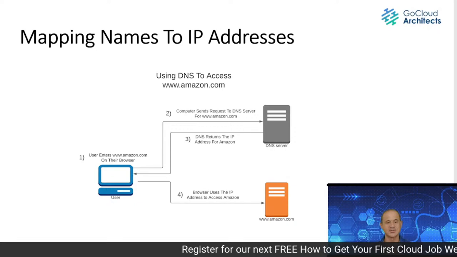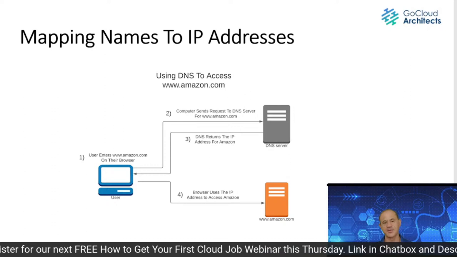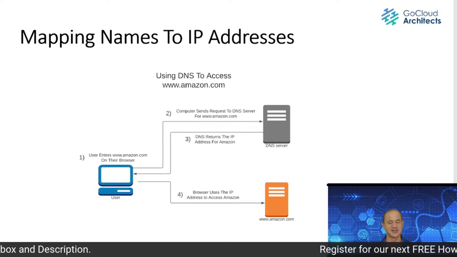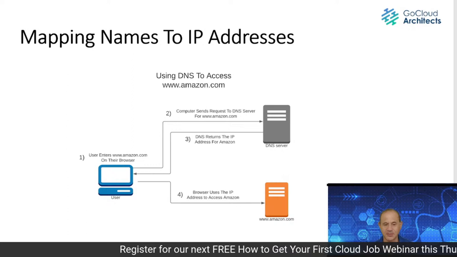So all of you, go to NSLOOKUP, type in the fully qualified domain name, www.yahoo.com, www.cisco.com, www.gocloudcareers.com. You'll find exactly what you want, and that's how you're going to deal with it. So now you know what DNS is doing. It's mapping a name to an IP address.